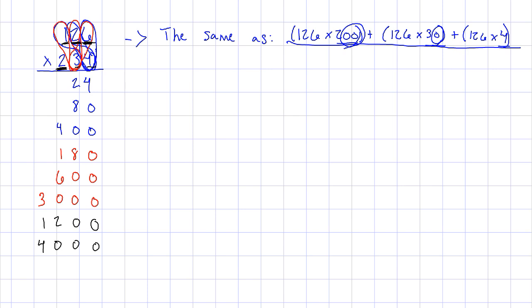Then I'm multiplying the 2 by the 1. Again, the 2 has these numbers to the right, so I need 2 placeholders there. The 1 also has these 2 numbers to the right, so I need another 2 placeholders. And then 2 times 1 is 2.